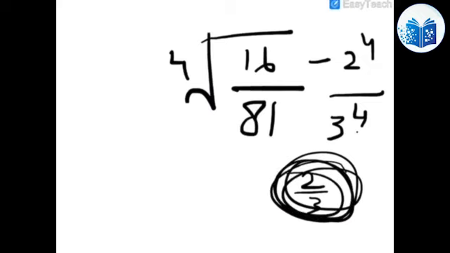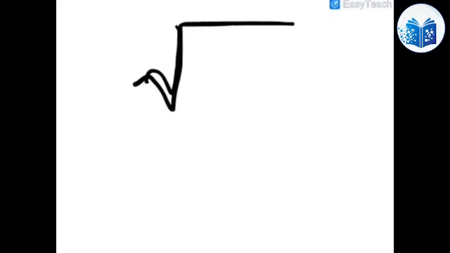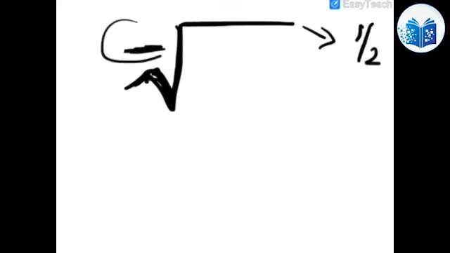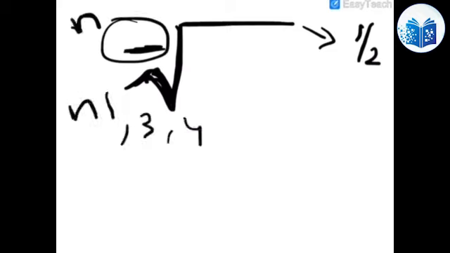Okay. Moving on to question number 6. They said rewrite each of the following in the radical form. And I hope you remember that this is the radical form. If we don't write any index here, it means the power is 1 by 2. Otherwise, this will have an n power, n could be 1, 3, 4, anything. Right? So this is the radical sign.